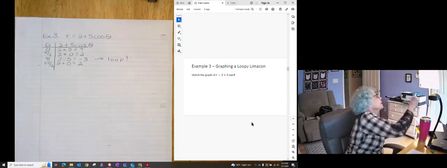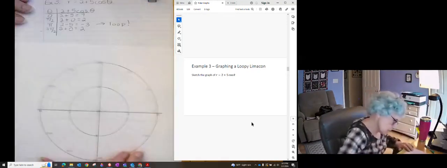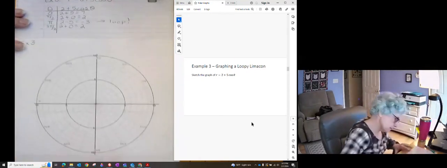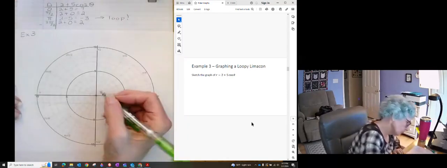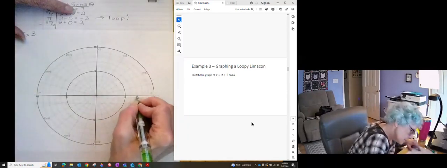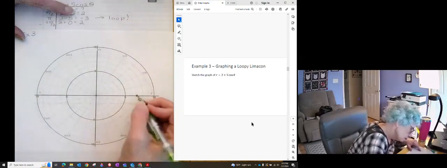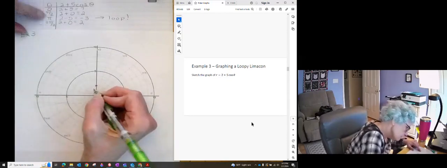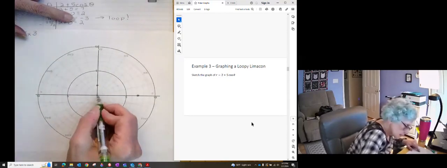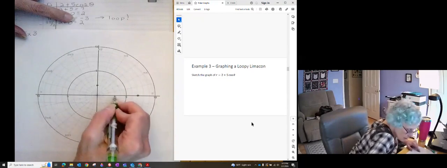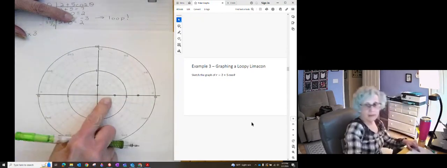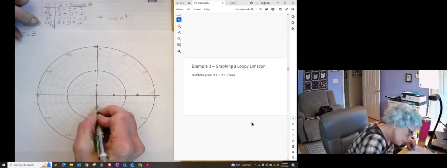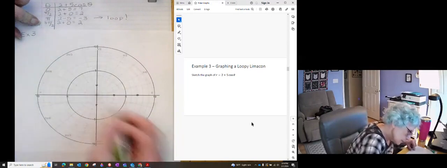Oh, I'm running out of graph paper. I have to print some more. So, example 3. 0, 7. Pi over 2 and 2. Pi and negative 3. Oh, that means I go in the negative direction. There's the loop. And then 3 pi over 2 and 2.